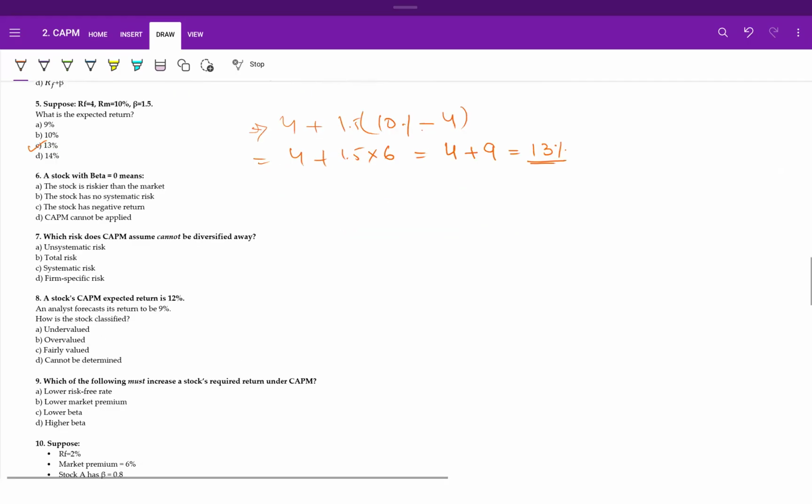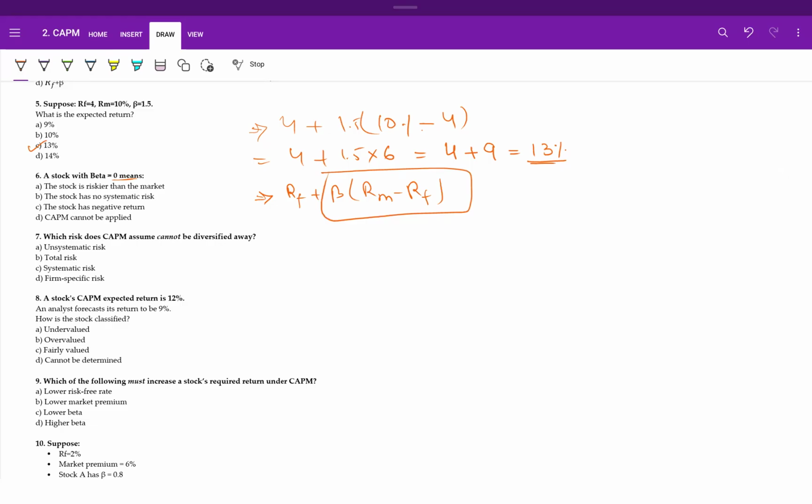Question number 6: a stock with a beta of 0 means that the stock has no systematic risk. The stock has 0 beta. This means the stock doesn't have any systematic risk. This means RF plus beta times (RM minus RF), this part is going to be 0. So if the stock has no systematic risk, this means it's like a government T-bill.